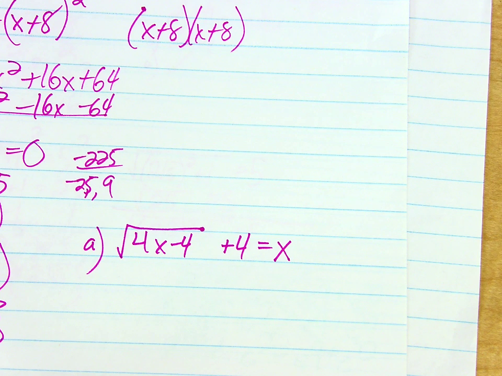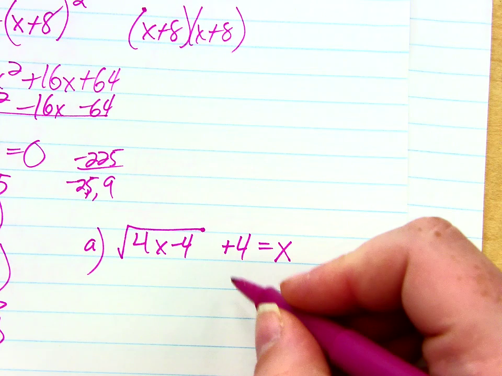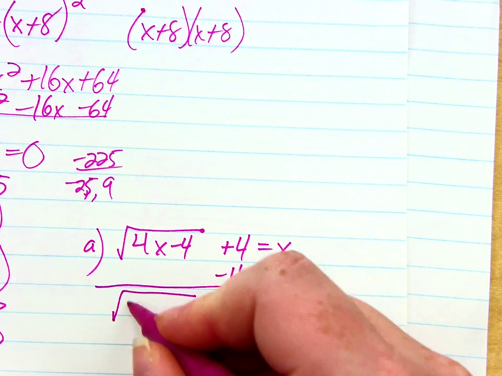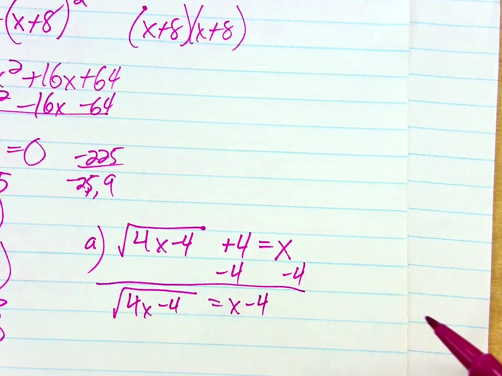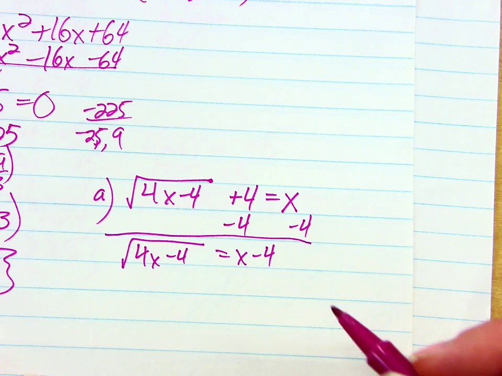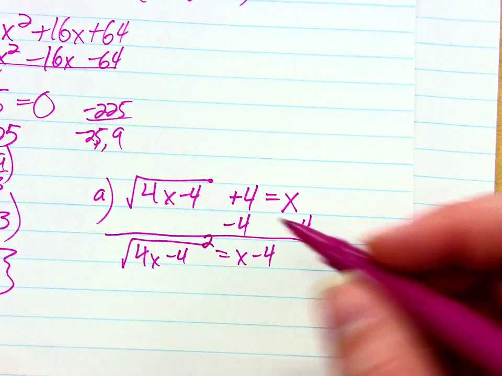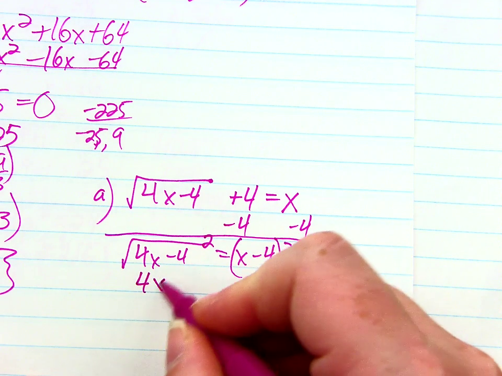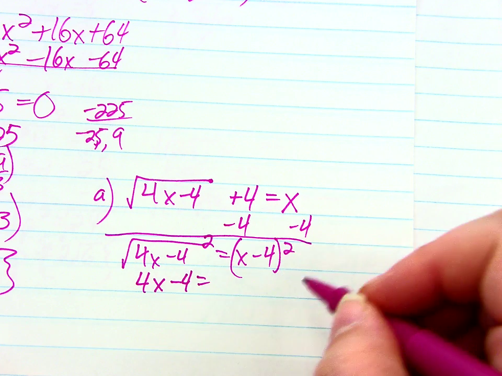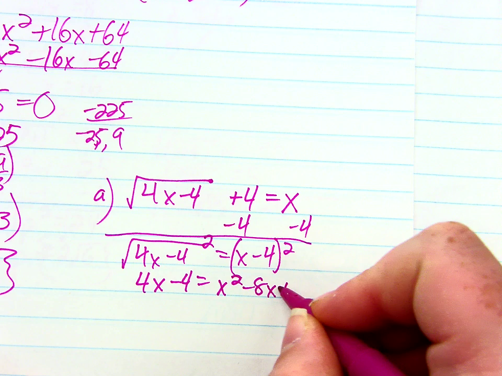Did you get somewhere? All right, let's see. So first thing, we all agreed we had to minus the 4 to the other side. Now you're gonna do what? Square both sides. So I'm gonna square everything on the left and everything on the right. So the left-hand side now is just 4x minus 4. That's easy. On the right, you got to FOIL that together. So it's going to be an x squared minus 8x plus 16.